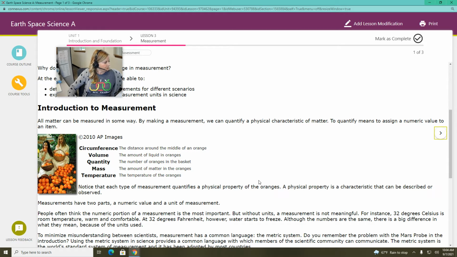So the first one here we have is circumference. These are our different quantities. So how do we measure stuff? What are some of the ways in which we can measure? Circumference is a measure around something. So if I want to know the circumference, I measure around the outside of it.